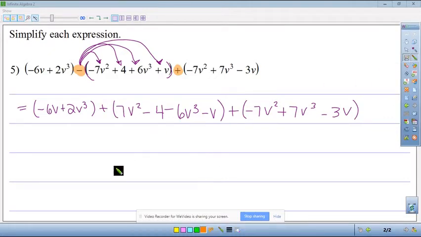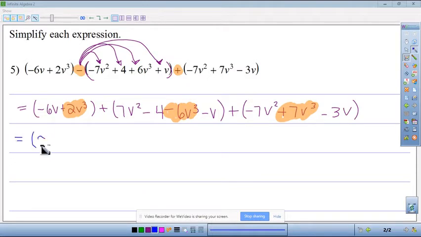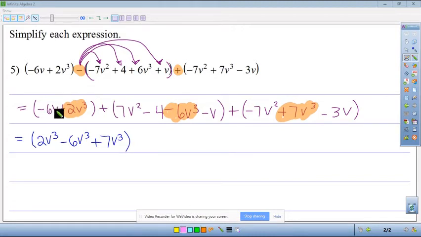And now I'm going to go ahead and start grouping like terms. So I'm going to go through and look for my greatest exponent. And my greatest exponent is cubed. So I have 2v cubed, I have negative 6v cubed, and I have 7v cubed. So I can combine all 3 of these. So I'm going to get 2v cubed minus 6v cubed plus 7v cubed. All right, next, I look for any squares. And I have 7v squared and negative 7v squared. So I'm going to combine these.